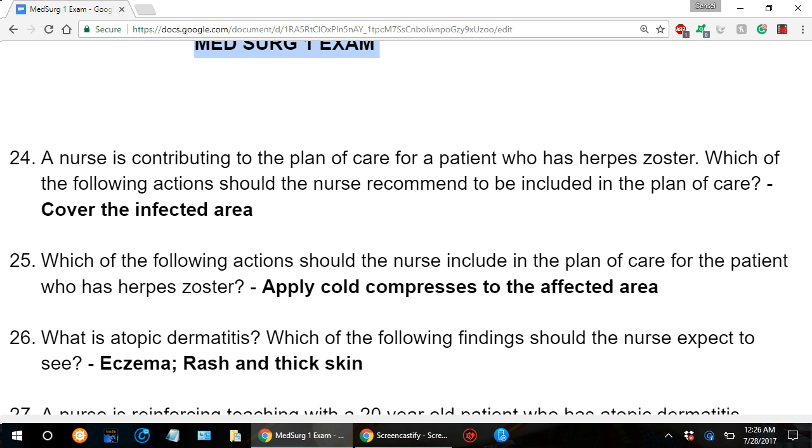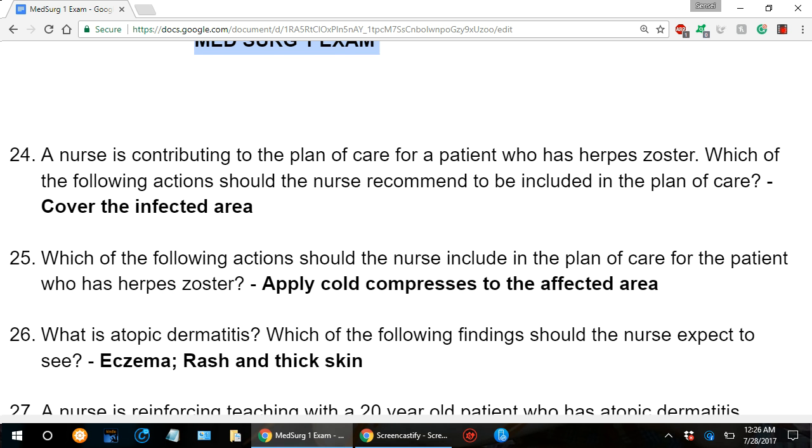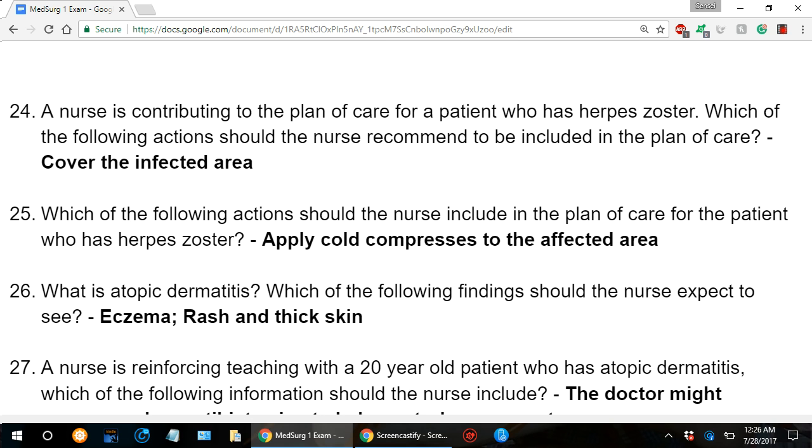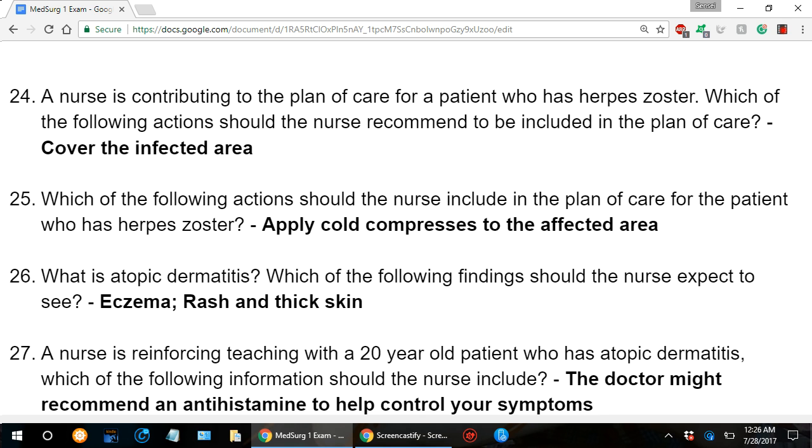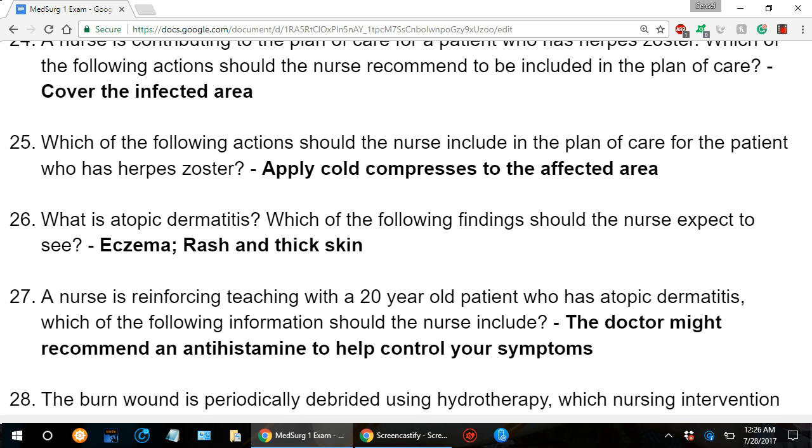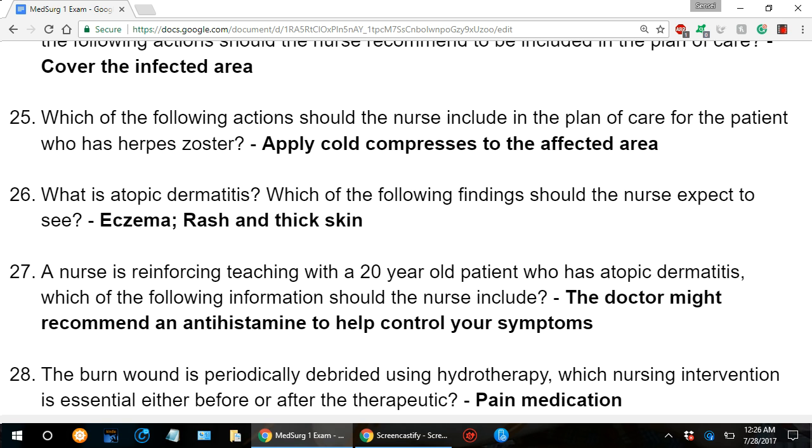A nurse is contributing to the plan of care for a patient who has herpes zoster. Which of the following actions should the nurse recommend to include in the plan of care? Cover the infected area. Apply cold compress to the affected area. So you have to cover the infected area and apply cold compress to the affected area.